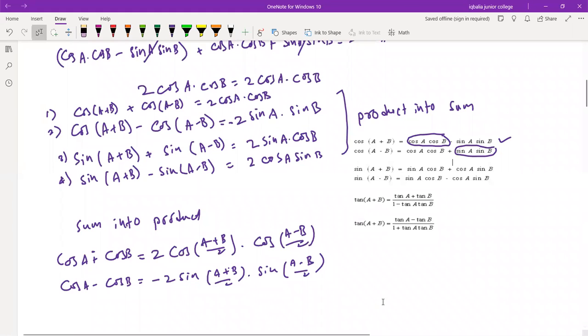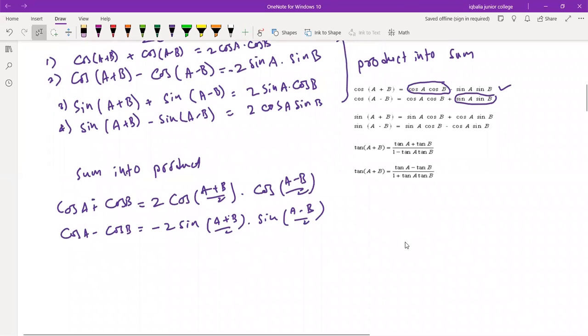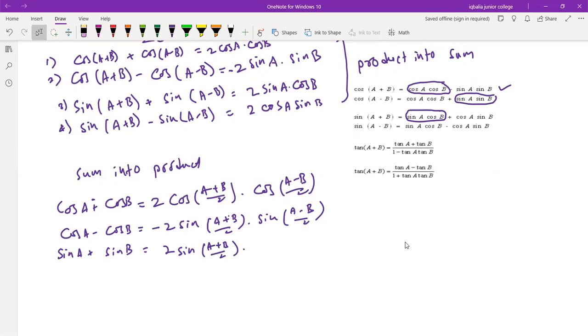Now, if I have sine A plus sine B, then I'm going to see the formula, and since plus exists here, I'm going to take the first combination. The combination is sine A cos B. So our formula will be 2 sine (A plus B) by 2 into cos (A minus B) by 2.